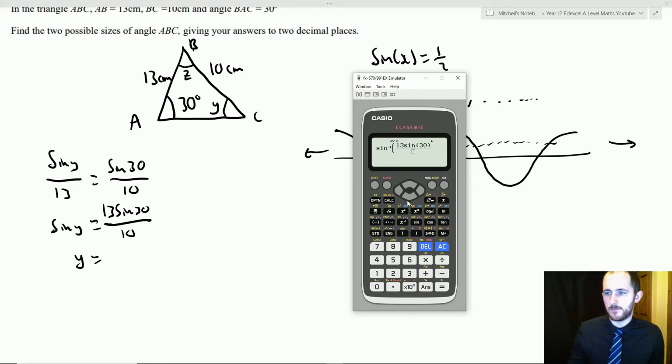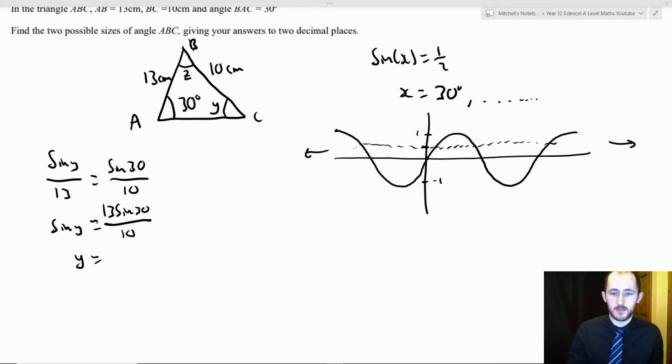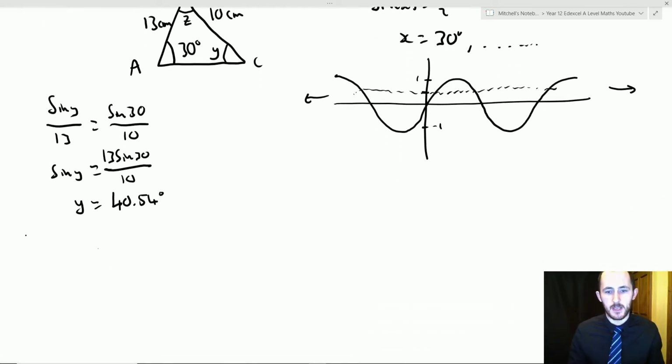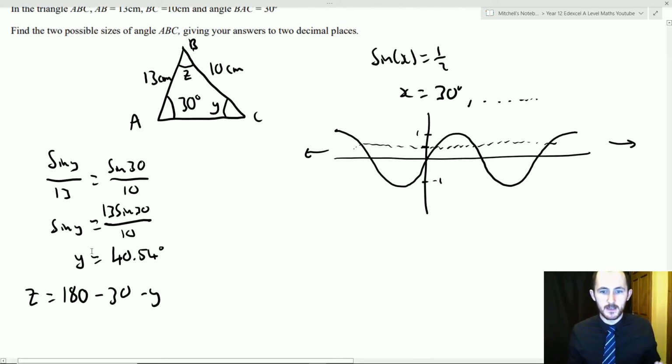Now, when I get this value of y, 40.5 degrees, let's call it. Actually, let's do it to two decimal places. The way I'm going to work out z, because that's what they're asking me for, this angle here, is I'm going to do 180, because all of the angles in the triangle add up to 180, minus 30 minus what y is. But they're asking me for all of the possible values of z because y has multiple different values.